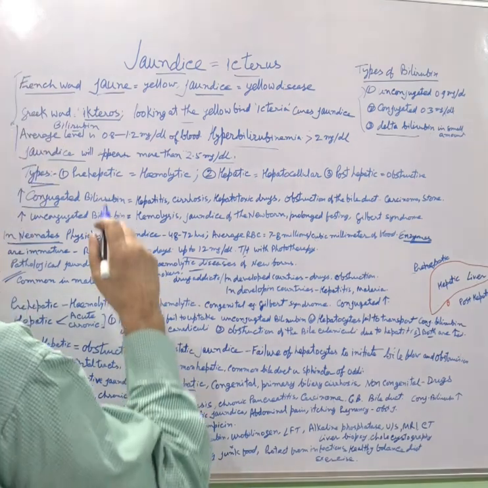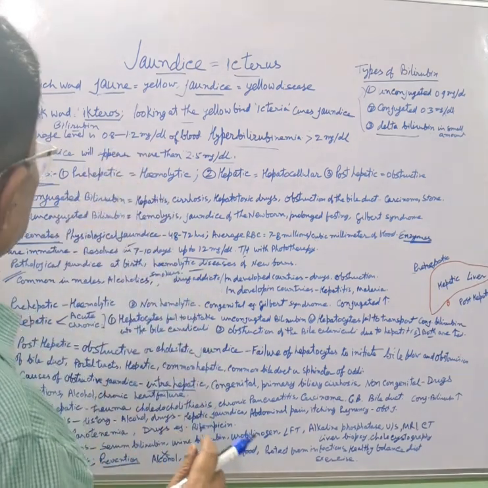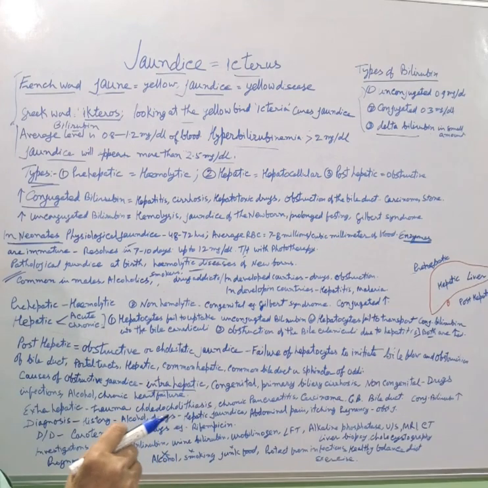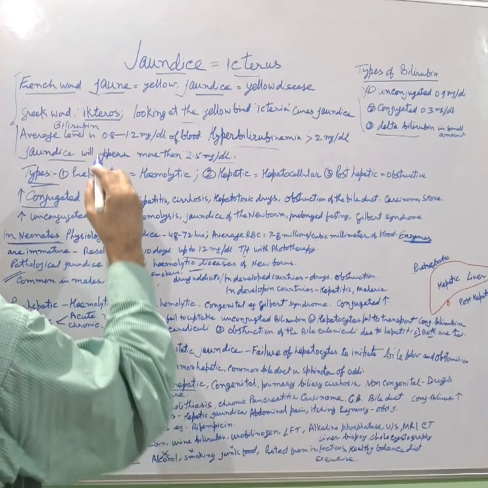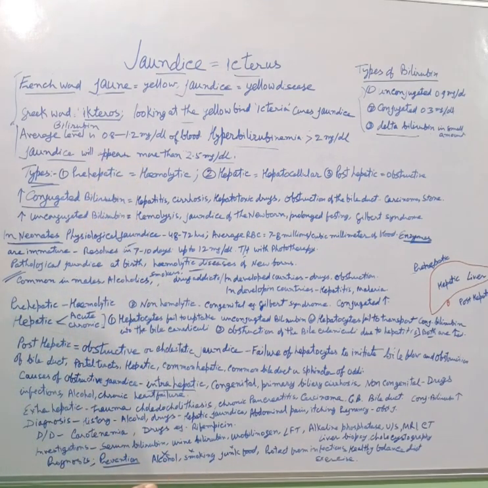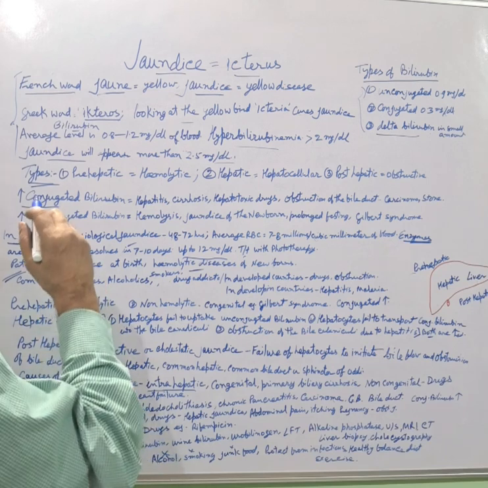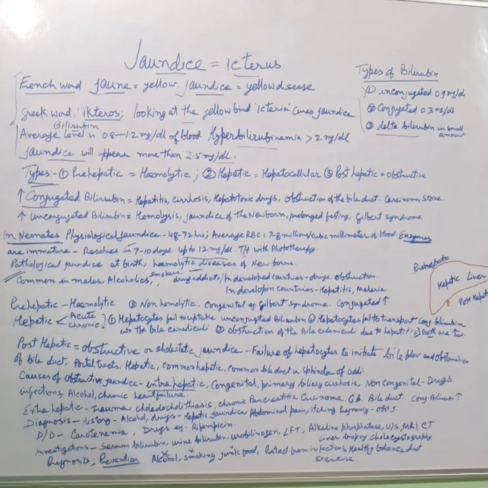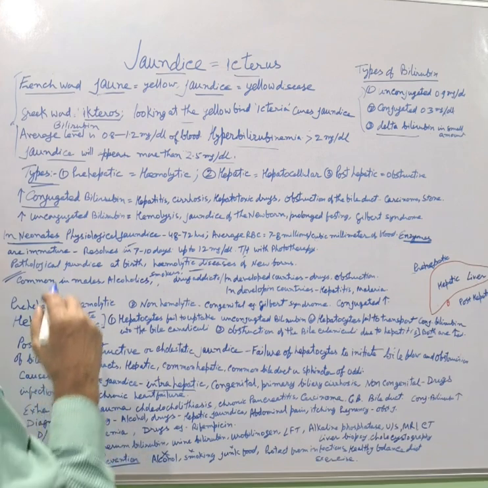Average level of bilirubin. Average bilirubin level is 0.8 to 1.2 milligram per deciliter of blood. Hyperbilirubinemia is when it is 2 milligram per deciliter or more than 2 milligram per deciliter, and jaundice will appear when bilirubin level exceeds 2.5 milligram per deciliter of blood.